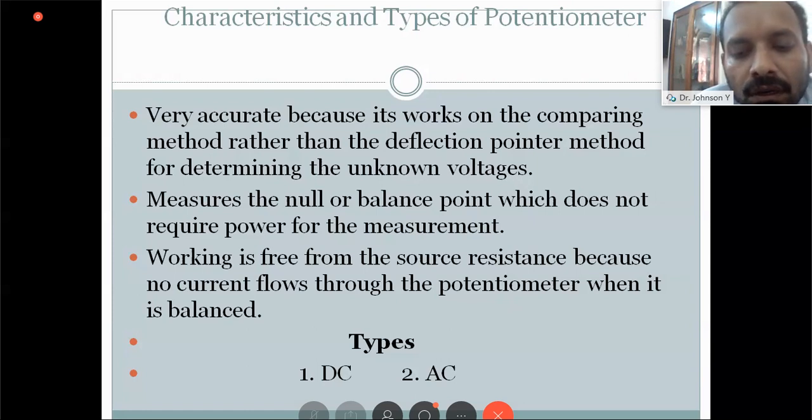That means at the null condition, the potentiometer reading is 0, so there is no effect of the source resistance because current flow is 0. So I into R, whatever may be the source resistance, it has no effect on the voltage drop. So those are some characteristics of this potentiometer. There are two types of potentiometer available. One is DC and the other one is AC. As the name implies, DC potentiometer works on DC, and AC potentiometer is used for the measurement of AC quantities.